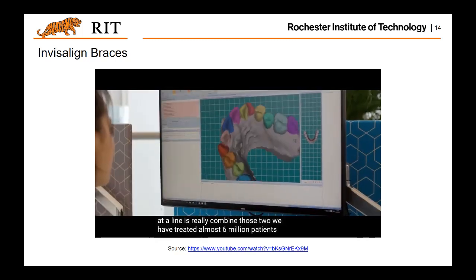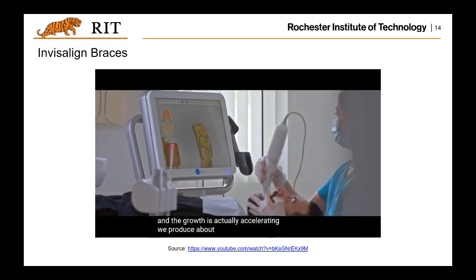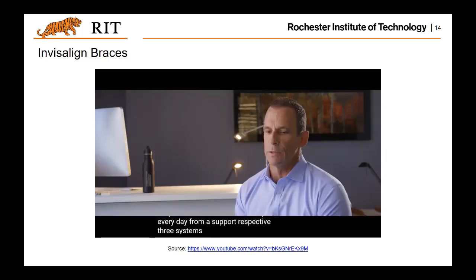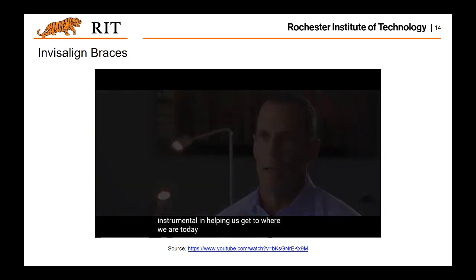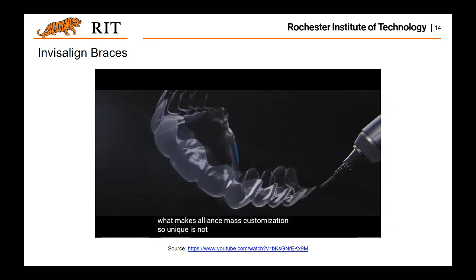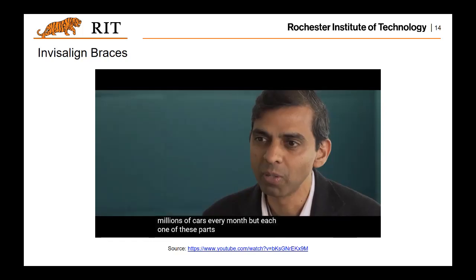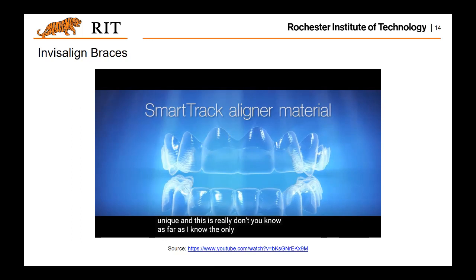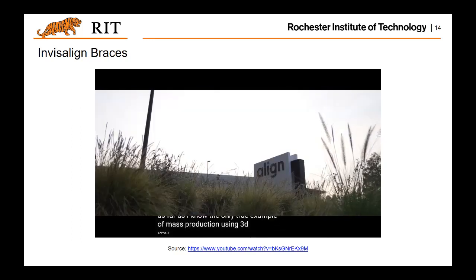We've treated almost 6 million patients, and the growth is actually accelerating. We produce about 320,000 parts every day. From a support perspective, 3D Systems has been instrumental in helping us get to where we are today. What makes Align's mass customization so unique is not only are we producing millions of parts every month, but each one of these parts that we produce is unique. And this is really, as far as I know, the only true example of mass production using 3D printing.